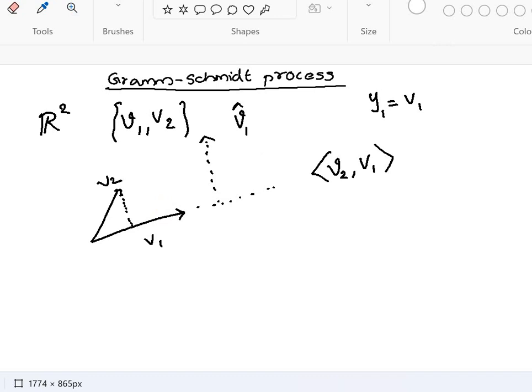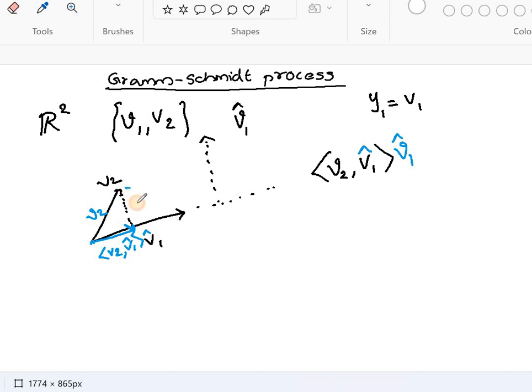This particular length is the inner product of v2 with the v1 cap. Now that's not a vector, so if you want to make it a vector, you have to multiply with the v1 cap. So this particular vector is obtained. This is the vector inner product of v2 with v1 cap, times v1 cap. Now this particular vector is v2, and this particular vector is v1.